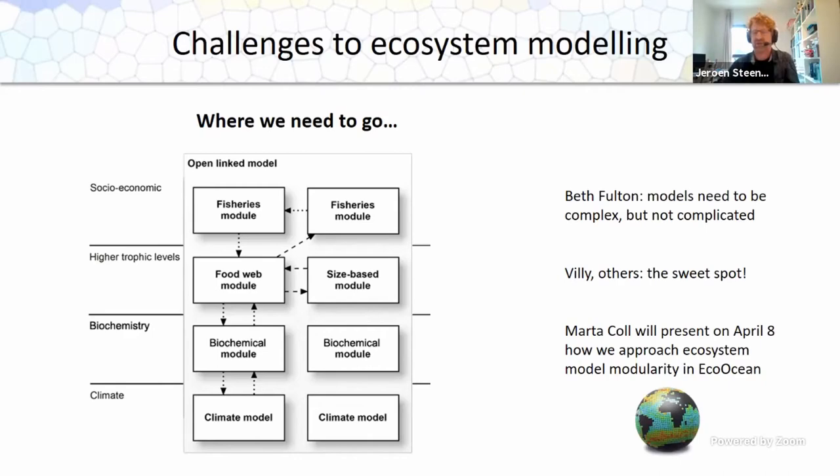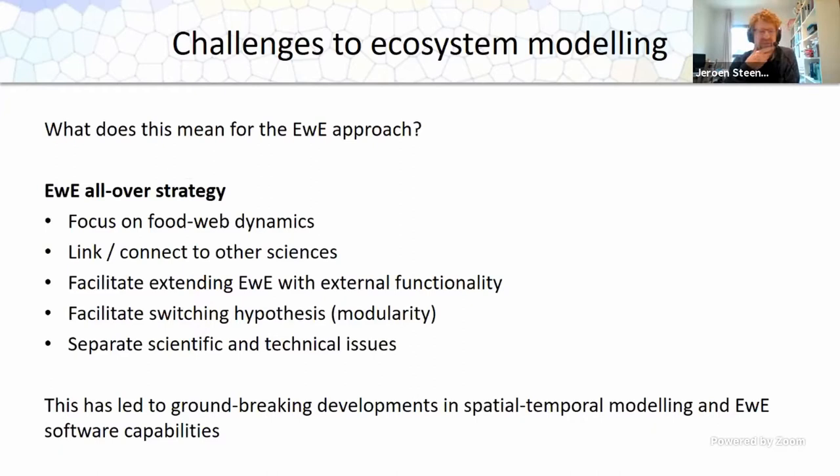But what does this mean for Ecopath itself? Well, since I've been on board, the strategy for Ecopath has been to just focus on food web dynamics. We may have proxies for other things on board, like for instance, a value chain. We may have advection models. And we might have modules that can work with the fringe sciences, but those should also be replaceable by links to real models and real external sciences. We're just very good at food web dynamics and fisheries.